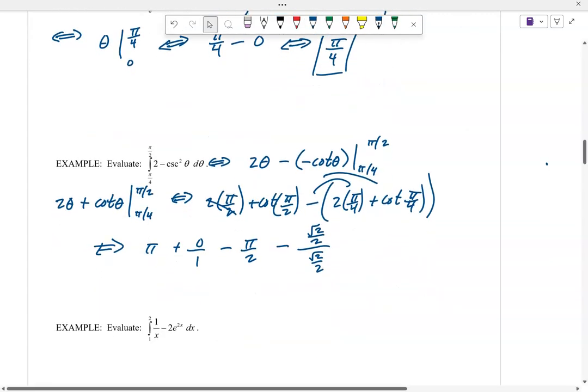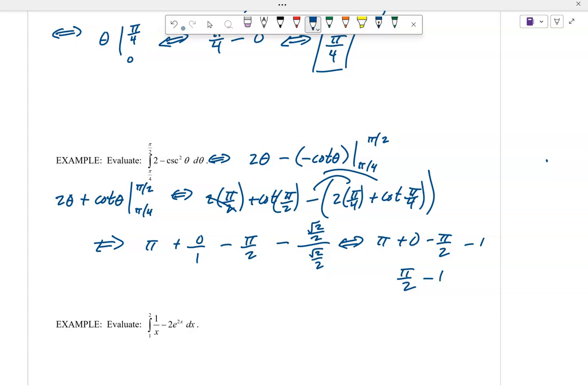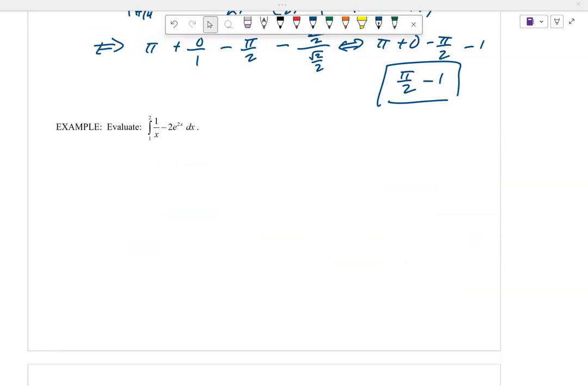So we got minus 1 right there. So we've got pi plus 0 minus pi halves minus 1. So pi minus pi halves is pi halves minus 1 on that one.